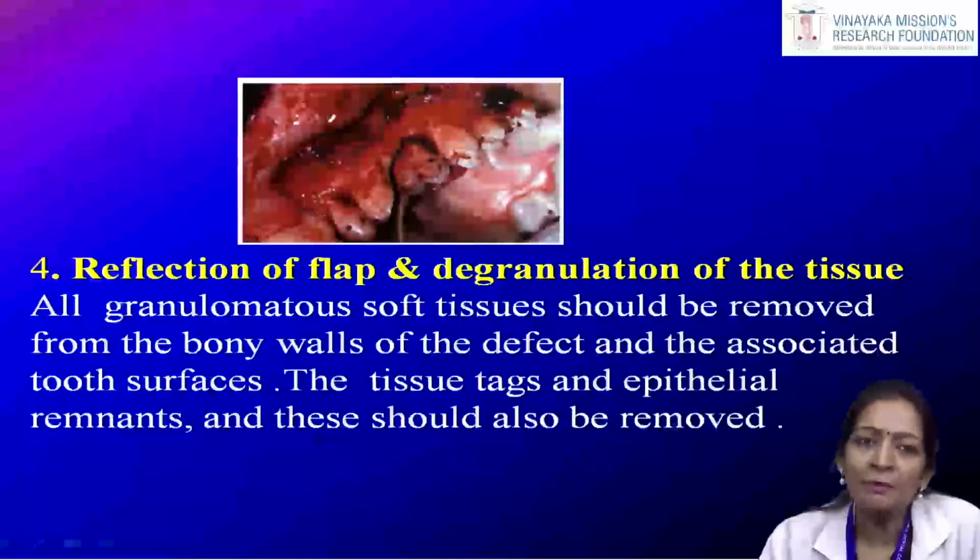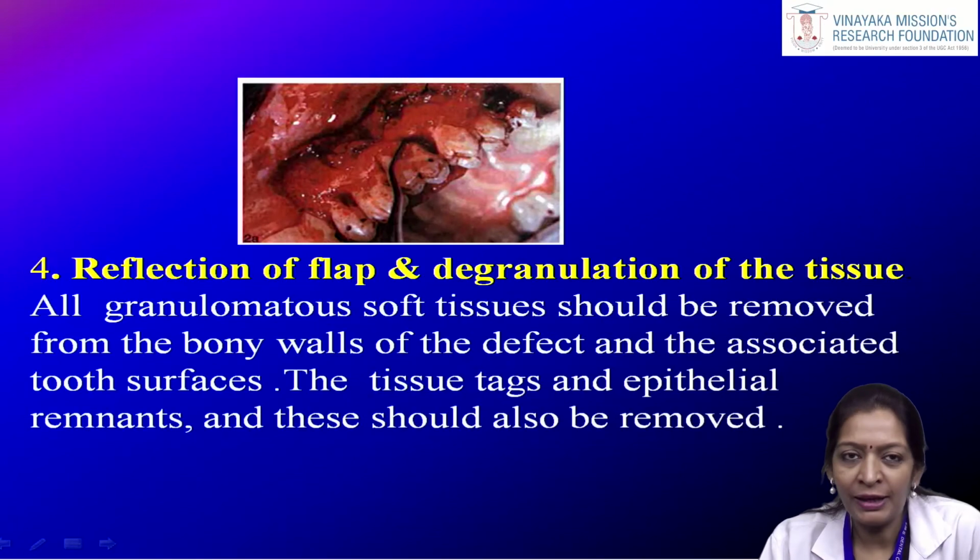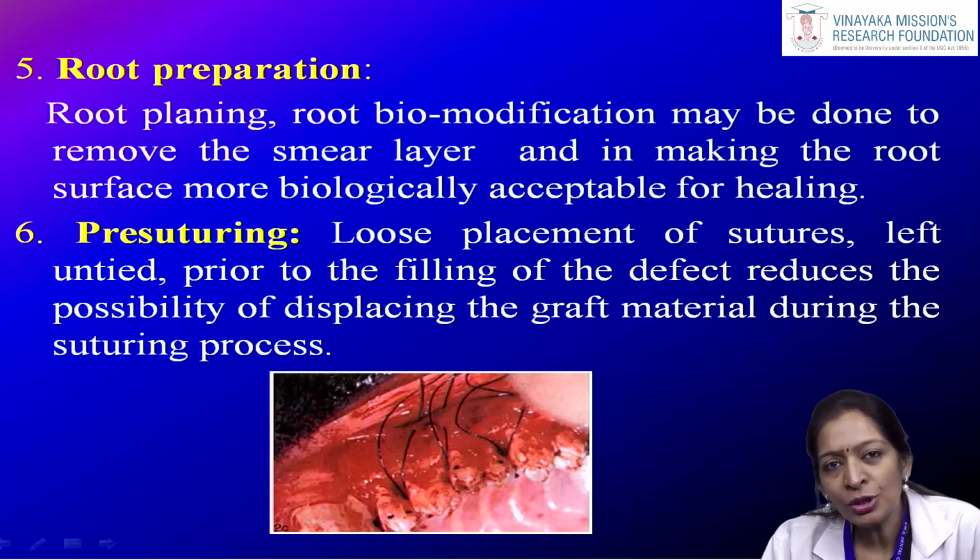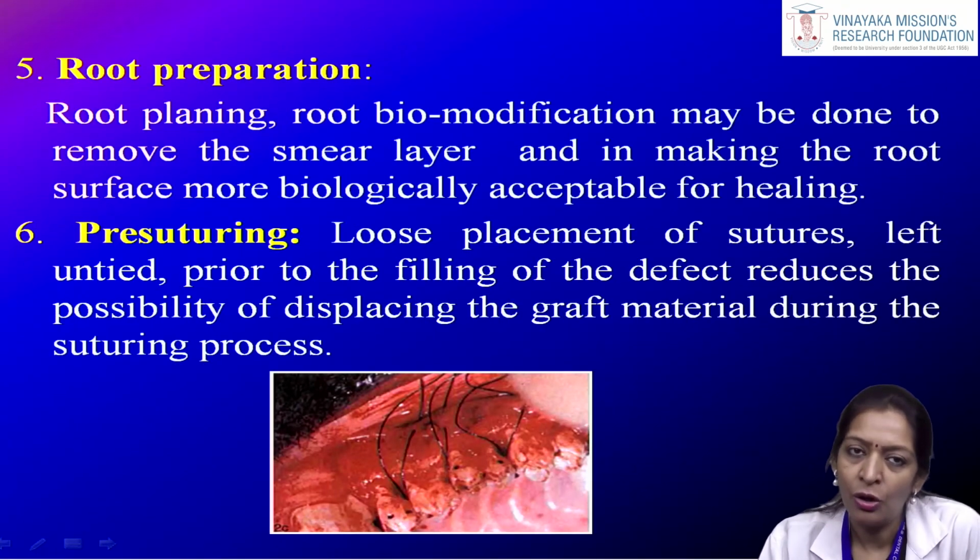So after administration of LA, using a BP blade, the reflection of the flap is done. After reflecting the flap, all the curettage and root planing is done. The granulation tissue is removed, all the tissue tags and remnants are removed. The root is planed, and after that, root biomodification is done by using certain agents like citric acid or tetracycline, fibronectin, enamel matrix derivative, etc.